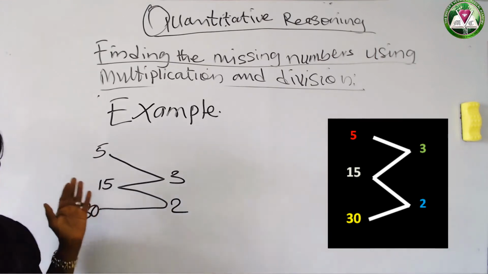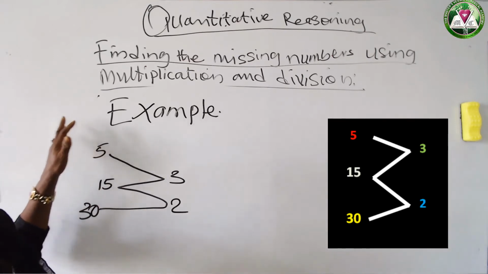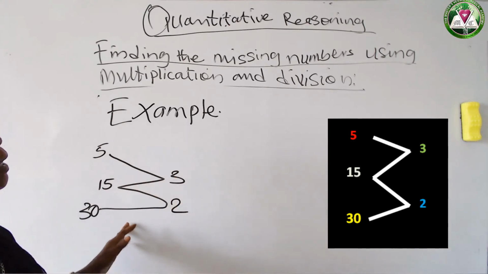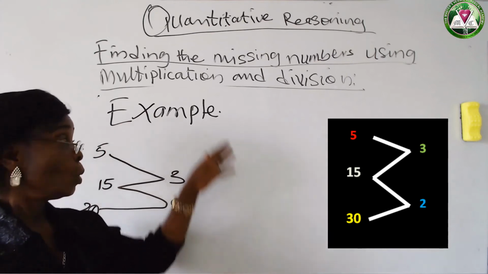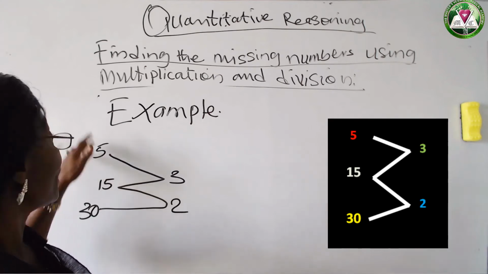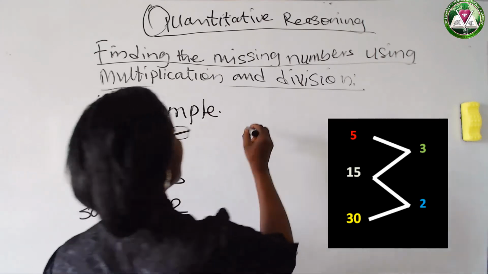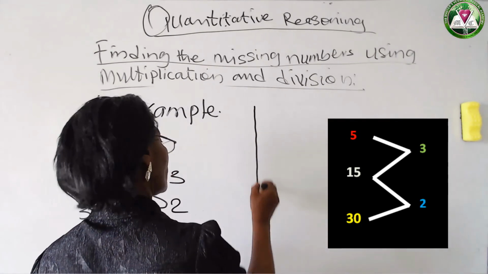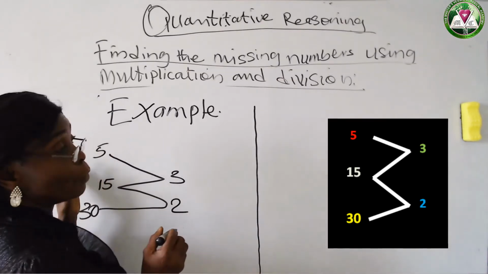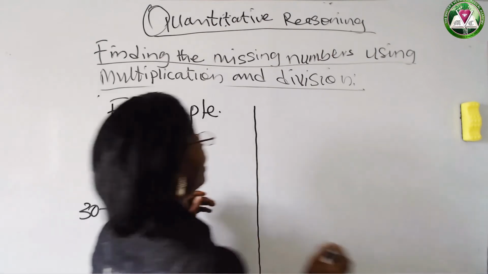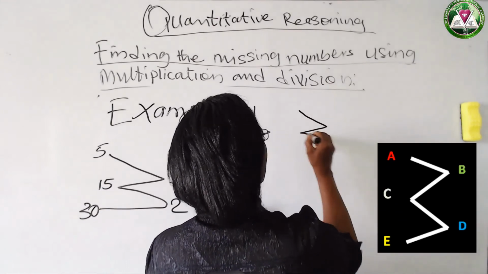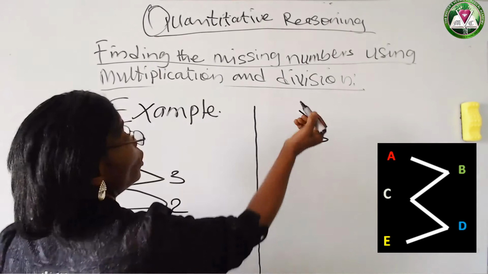These are the numbers given to us based on the steps given to you. Let's apply those steps to this particular figure on the board. Remember that I said the first thing you have to do is to introduce letters. Now let's introduce letters. This is the figure. Introduce your letters.